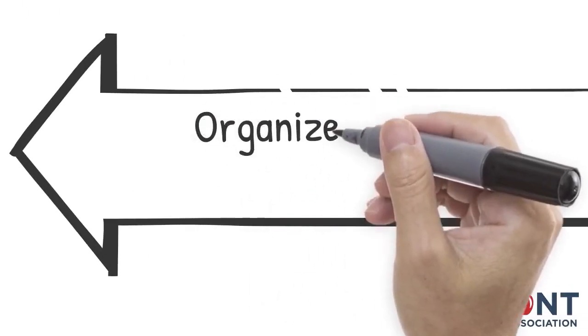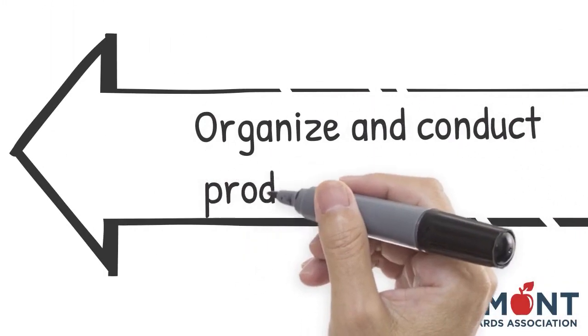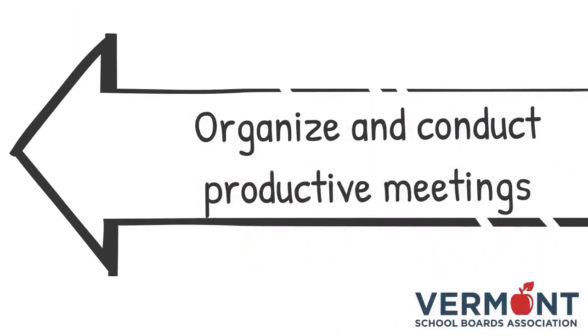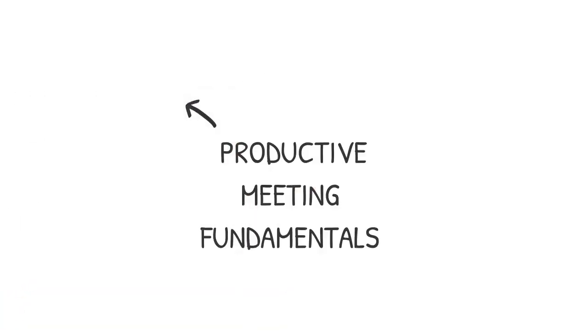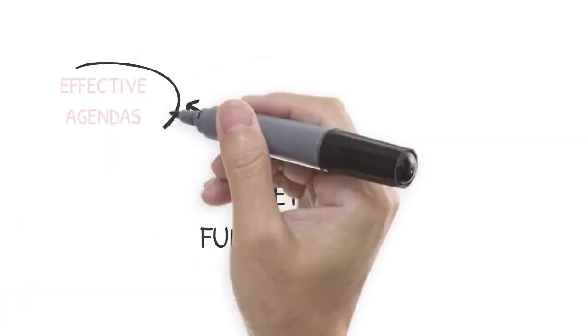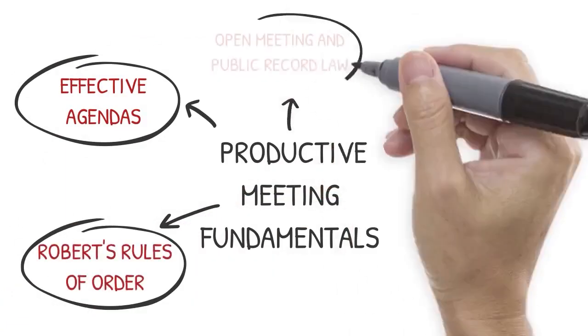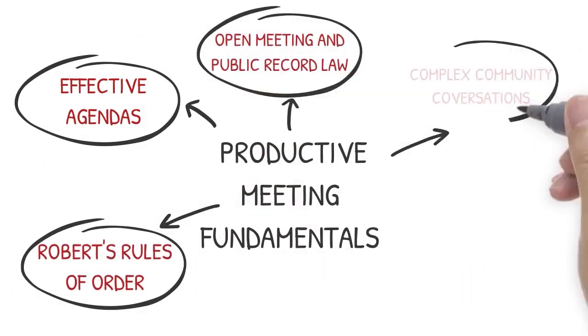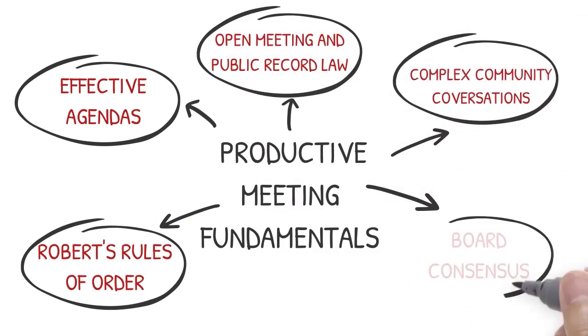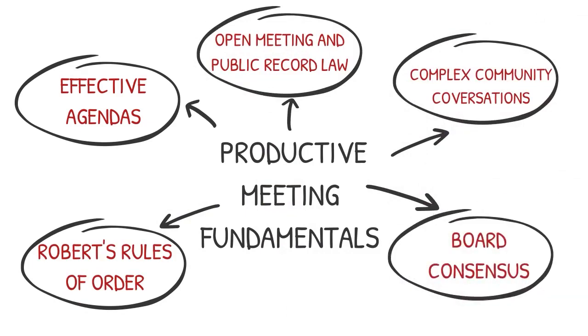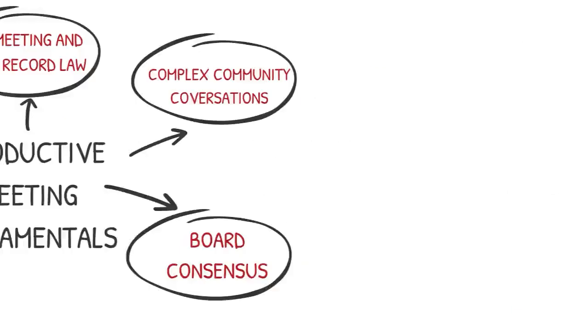Board meetings exist for the board to take action to accomplish its goals. It's your responsibility to make sure the meetings are productive, inclusive, and lawful. There are 5 fundamentals of productive meetings that are part of your job: effective agendas, Robert's Rules of Order, open meeting and public records laws, complex community conversations, and board consensus.